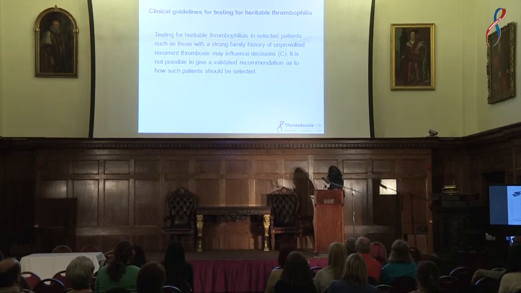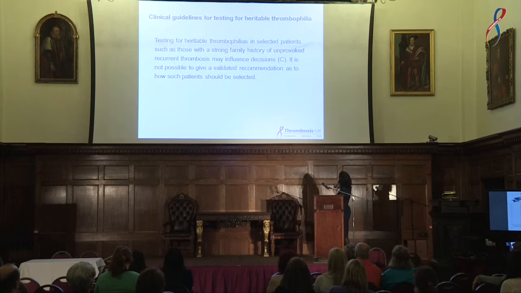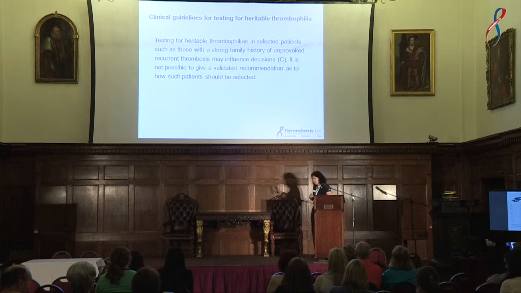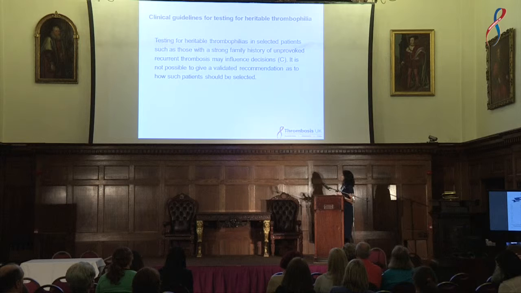So this is the actual end of the British Society of Haematology guidance. And they're saying testing for heritable thrombophilia in unselected patients, such as those with strong family history of unprovoked recurrent thrombosis, may influence decisions. It's not possible to give a validated recommendation to how such patients should be selected. So they're actually saying if you do have somebody who has a really nasty thrombophilia, such as antithrombin deficiency, you might want to think about looking at the family, but otherwise probably not.